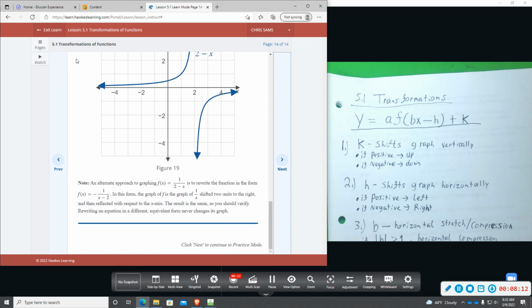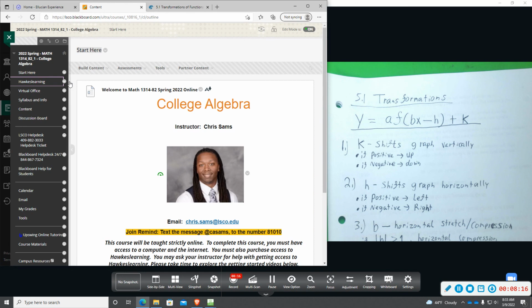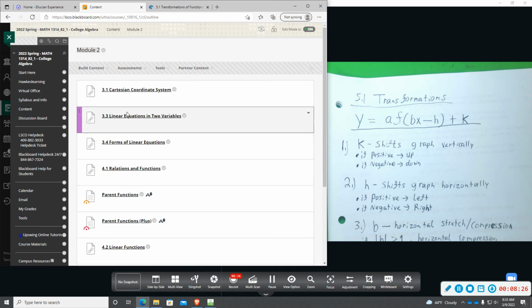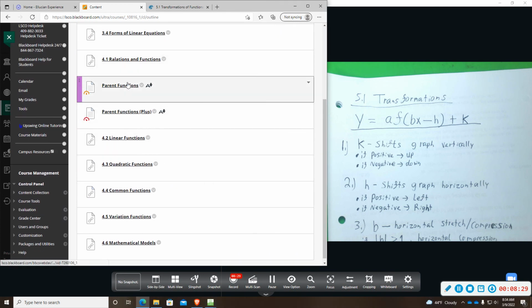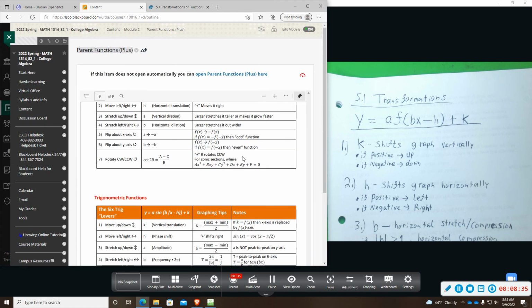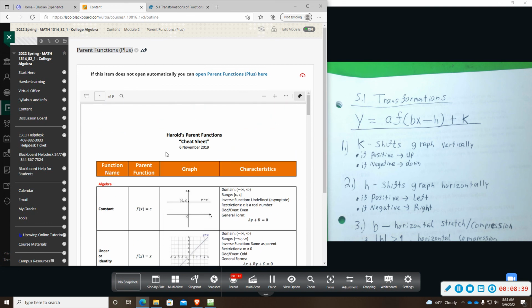Okay. So one more thing I want to show you, that I have added prior in your course. I believe we did that in module 2. Yes, so we got parent functions. The big thing you need to be aware of are the parent functions, the original graphs. Let me make this a little bit bigger.